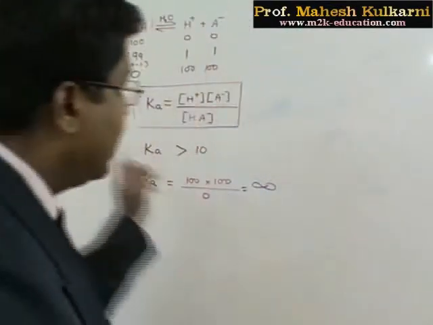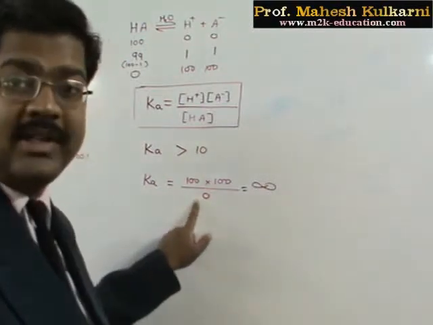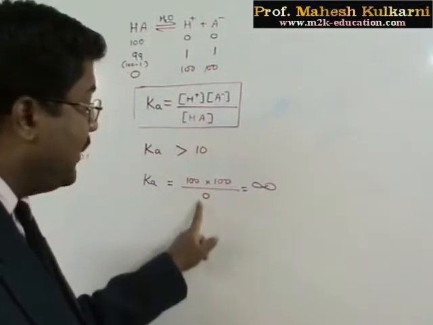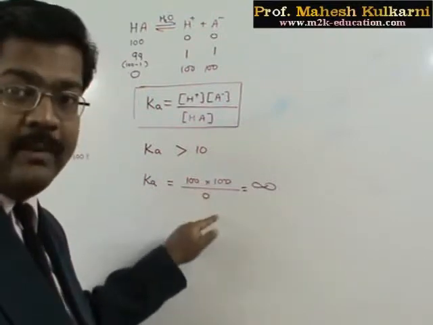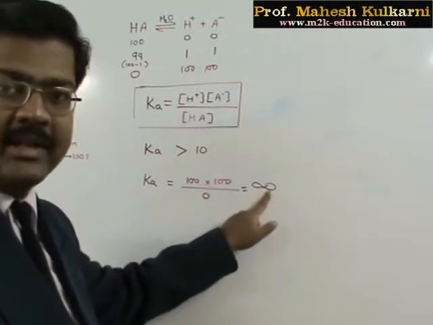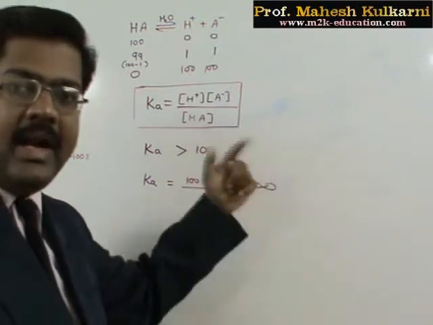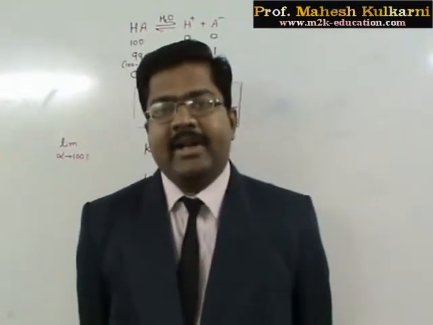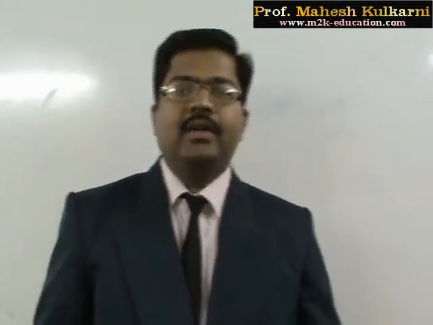If it is equal to 100, then the denominator certainly goes to 0. If it is very close to 100, that means the denominator is very close to 0, but that is not meaningless. That is a very great figure. And therefore, strong acids have Ka greater than 10.